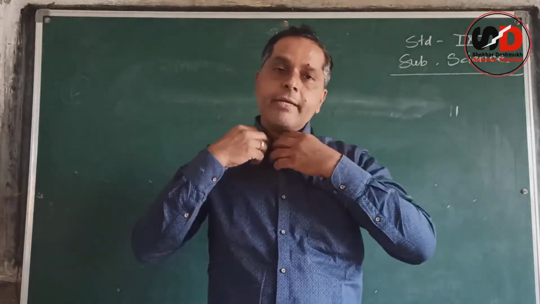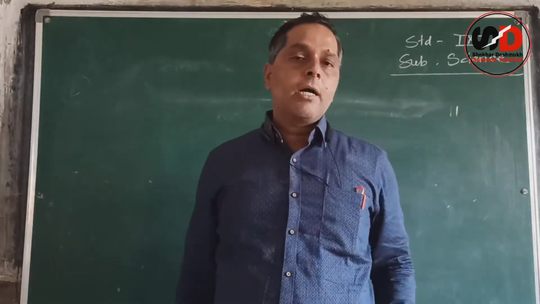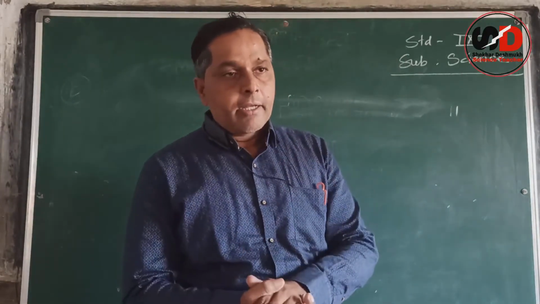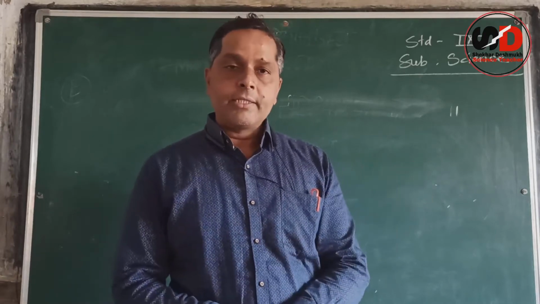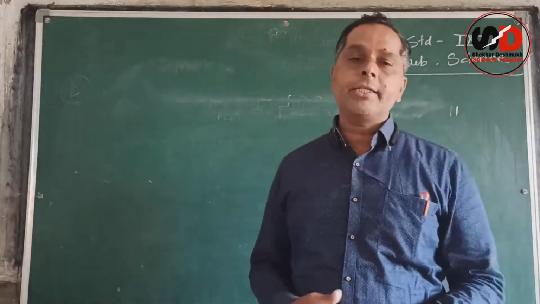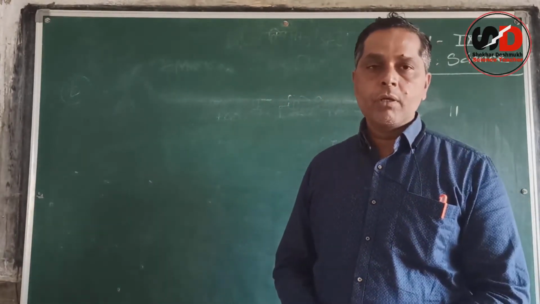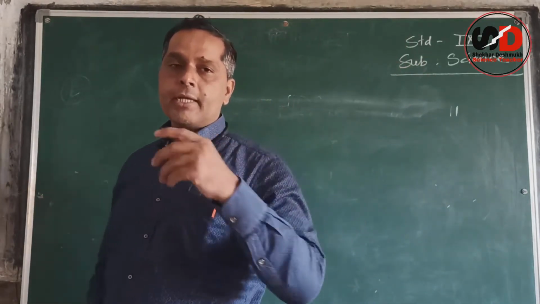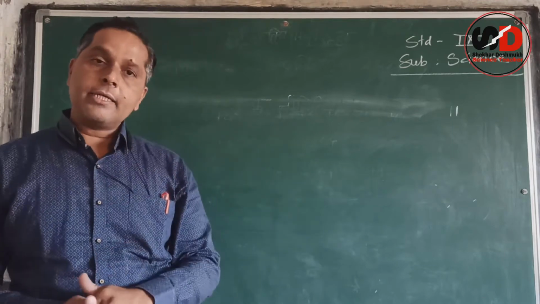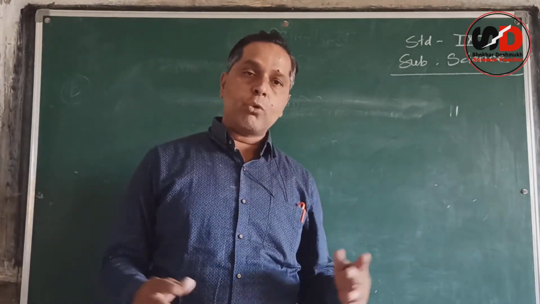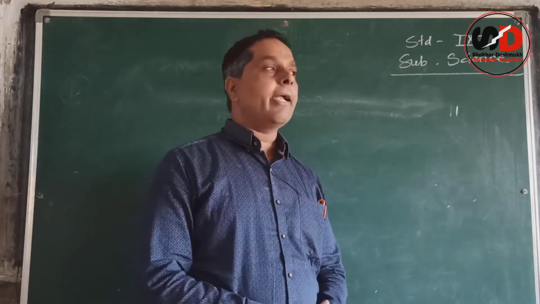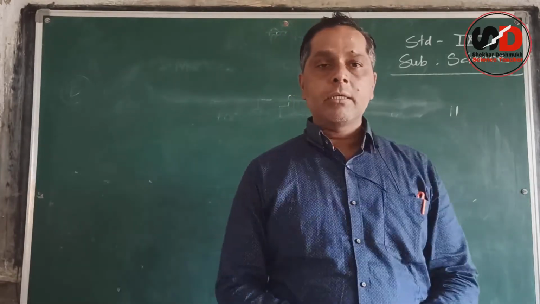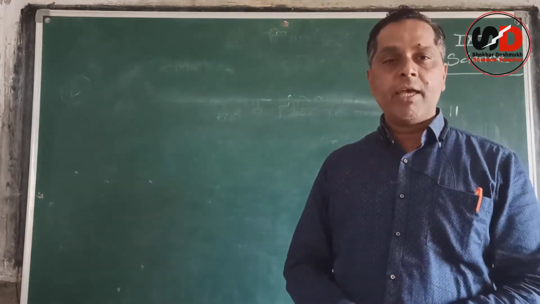Students, in the last video we have seen the different forms of energy, especially potential energy and kinetic energy. We learned the expressions for potential energy and kinetic energy. That is, potential energy is equal to mgh. We proved that, and kinetic energy is given by the formula half mv square.